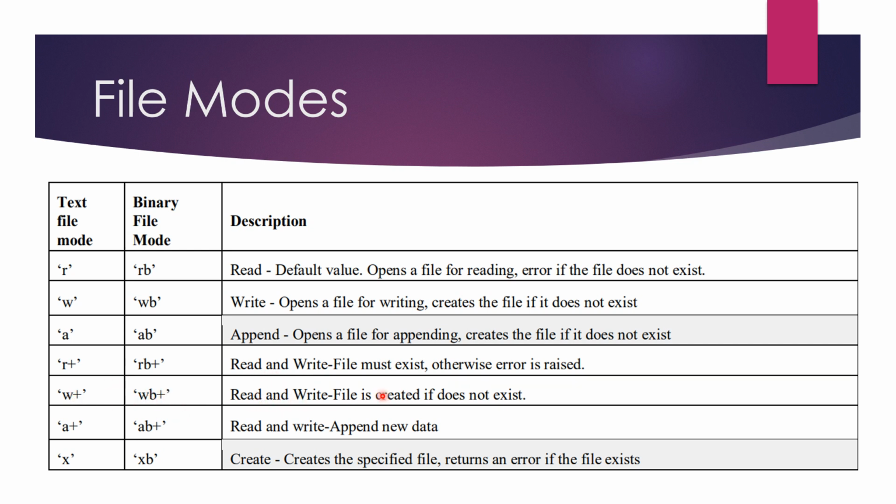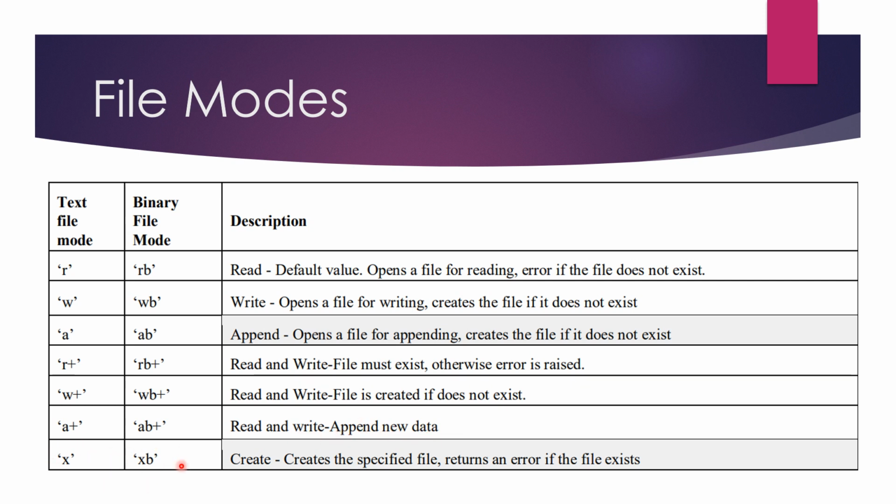Next is W plus or WB plus. Read and write. File is created if it does not exist. If the file is not there, then it will create it and then it will read and write. Next is A plus or AB plus. It reads and writes. Append new data.